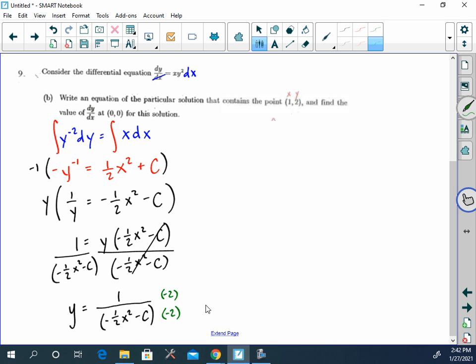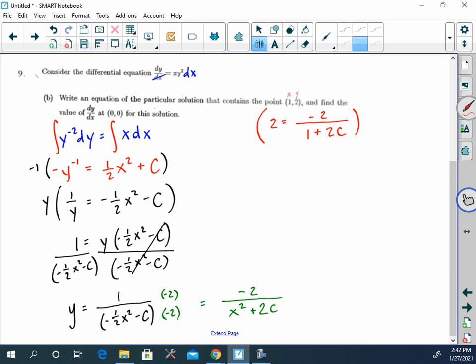So if I times top and bottom by -2, the top is just -2. And the bottom, do you see how the -2 will cancel with this? So we just get x squared plus 2c. Does that make sense what I got there? And then I'm going to plug in this point here. So if I'm plugging 2 in for y, I get 2 equals, and 1 in for x. Just plugging in this green equation down here. See what I got there?